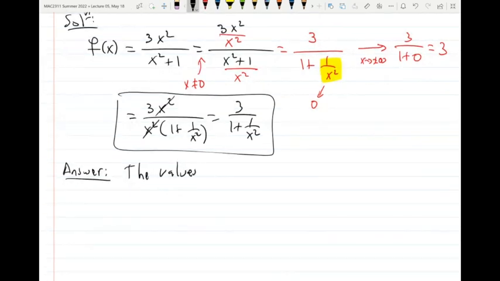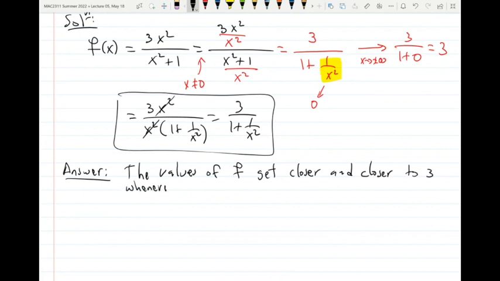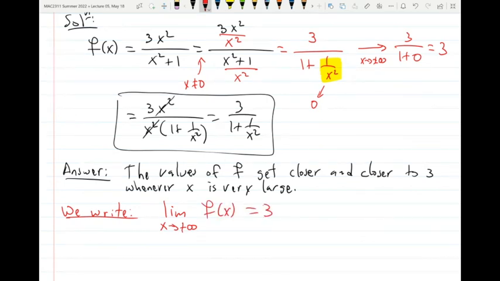So the values of f get closer and closer to 3 whenever x is very large. In this situation, as you are probably already used to, what do we write? We will write that the limit as x approaches positive infinity of f of x equals 3.